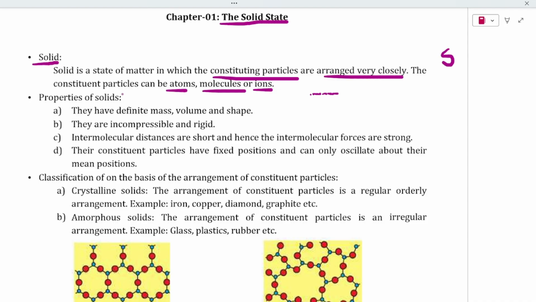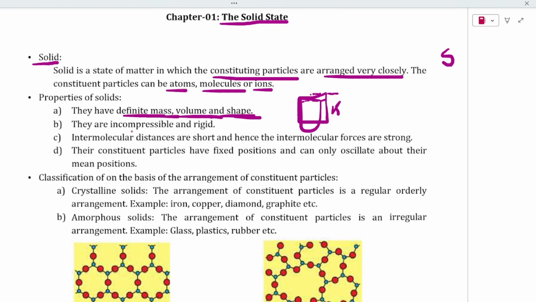Let's see the properties of solids. They have definite mass, volume and shape. If you take a square and arrange some particles in it, they have a definite square shape. So you can say it has definite shape, and it is in some particular volume, that means it is occupying some particular vessel, and it has definite mass.